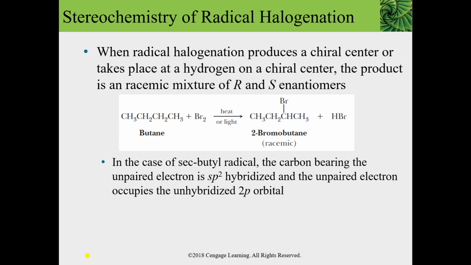So in this particular case, what we see is that we have sec-butyl radical, and the carbon that has the unpaired electron, the radical carbon, that unpaired electron will occupy the sp2 orbital. With a radical, we do get an sp2 hybridization there.